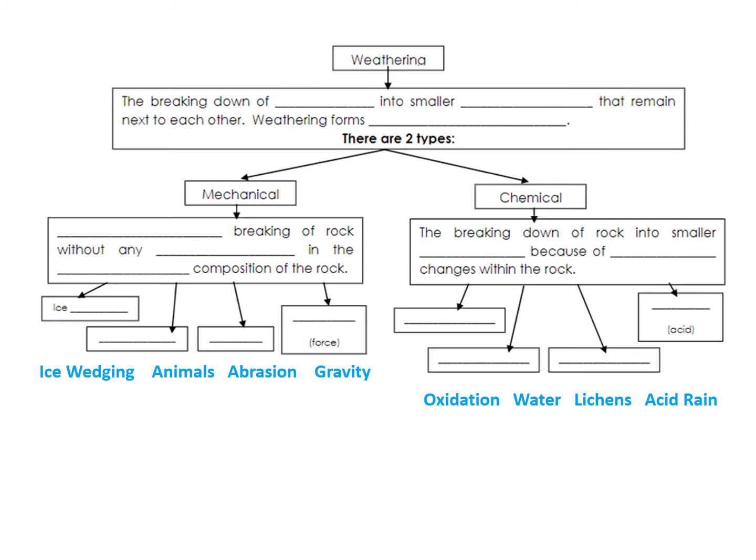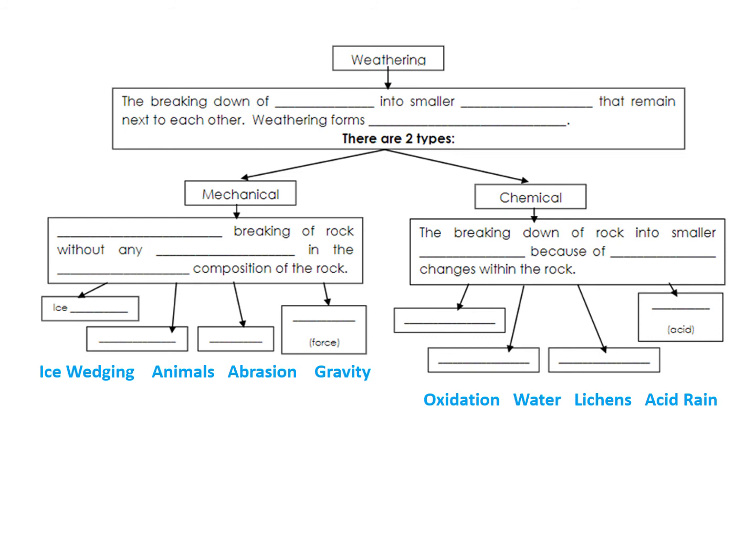Weathering. So the breaking down of rock into smaller pieces that remain next to each other. Weathering forms sediment. And we've got two types of weathering, mechanical and chemical. And remember, mechanical weathering is basically like a physical change. And so this is not changing the chemical composition of the rock. So physical breaking of rock without any change in the chemical composition of the rock. And I put these in blue at the bottom here just because it was really hard to fit them in there and make them big enough so that you could see them.